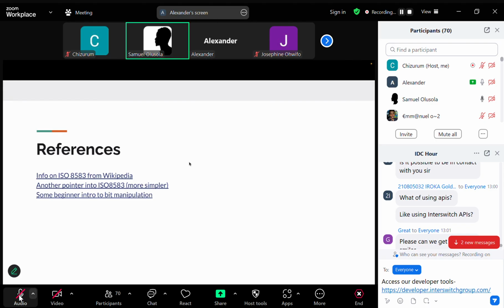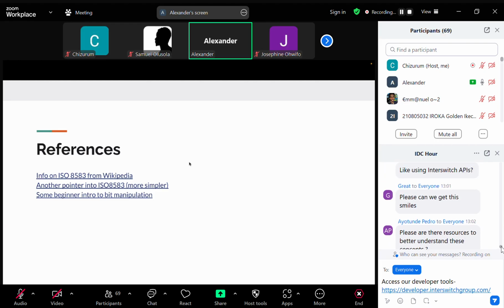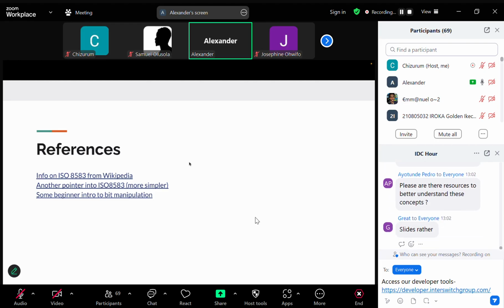Okay. Apologies. Someone asked, what of using APIs, like using the Interswitch API? Yeah, of course. There are some things you can do. For example, if you want to build any payment application today, POS or web, anything, there are APIs and SDKs that Interswitch has built to simplify these things. But it doesn't stop you from understanding some of these things, because you will get to a place where those APIs and SDKs will not help you out.